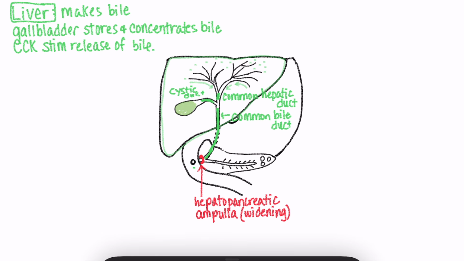So it's able to come out into the duodenum by passing out this little bump inside the duodenum called the major duodenal papilla.